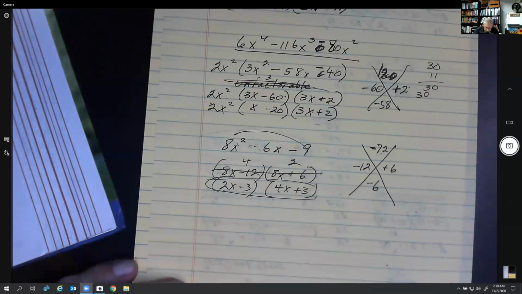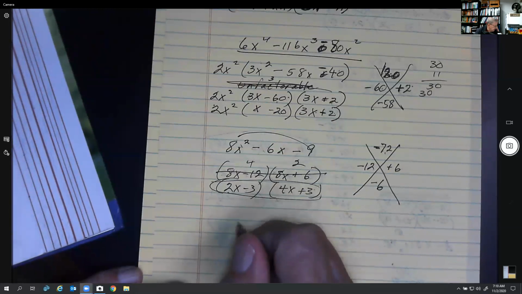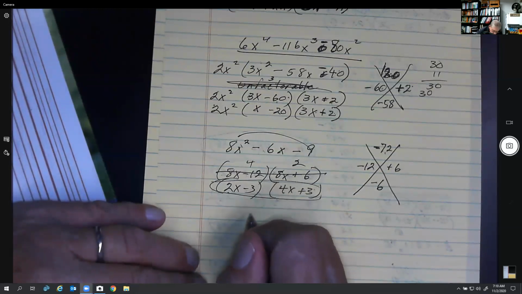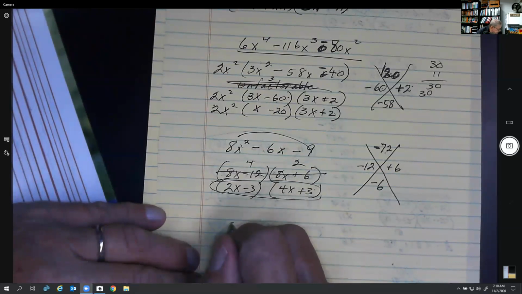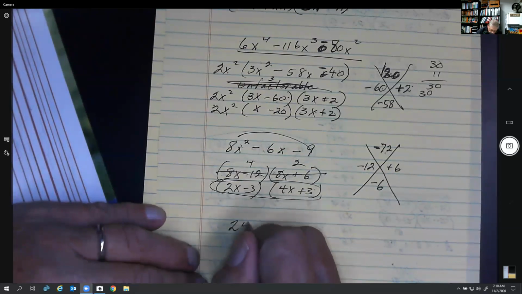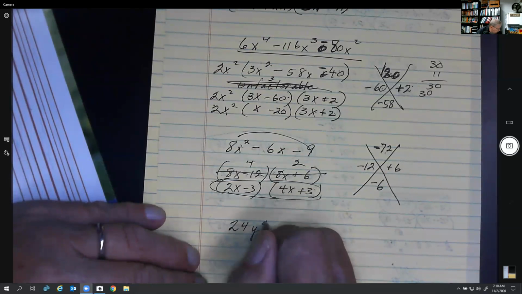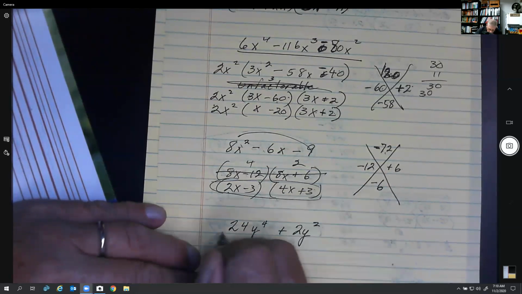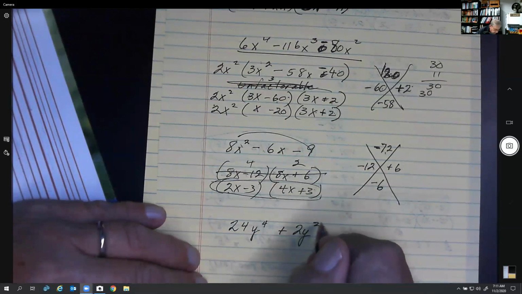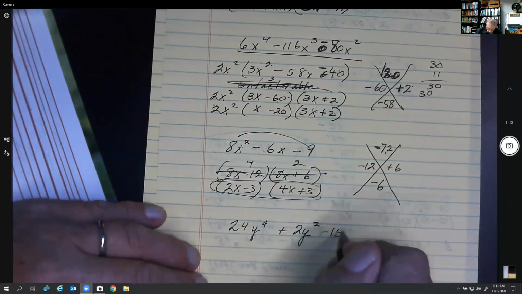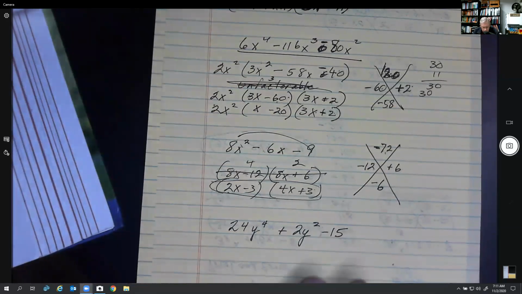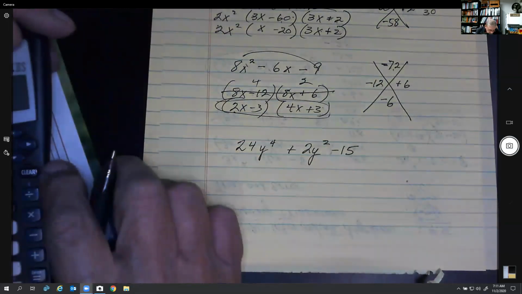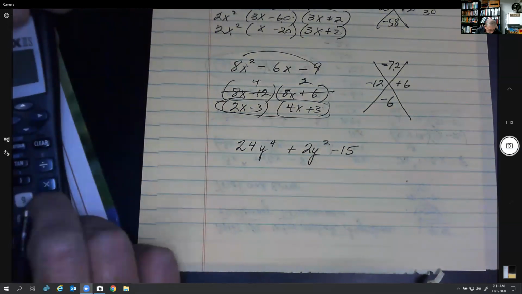This one's really a good one. Let's try this one. 24y to the 4th plus 2y squared. These have to be in descending order. Minus 15. This one's a pretty hard problem. Definitely hard. So I'm going to multiply 24.